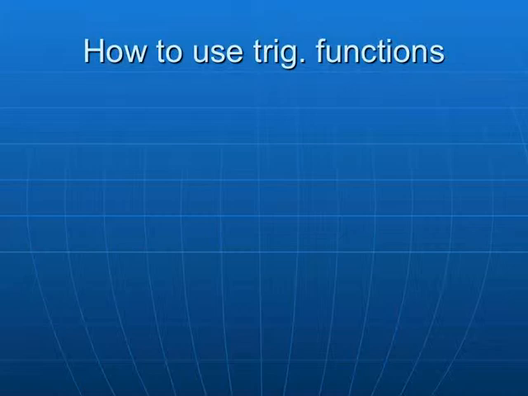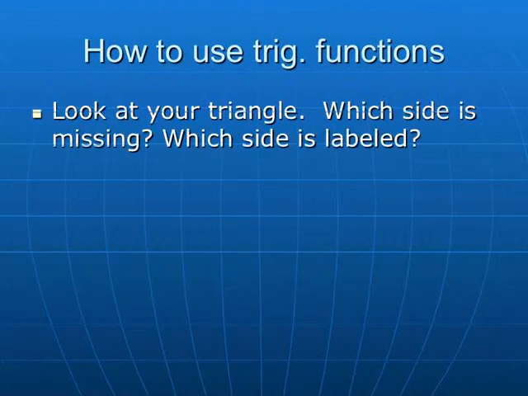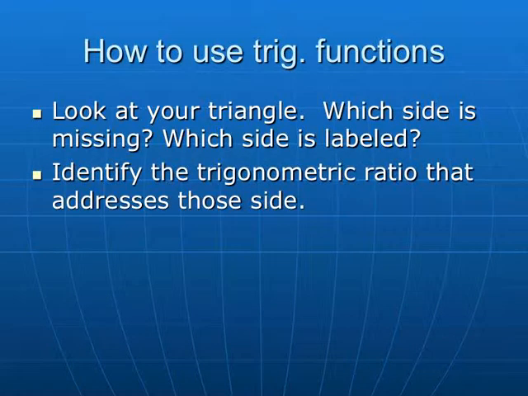If I'm solving a triangle, then I'm finding all the information on it. So if I'm solving it, I want to know the length of every side and the measure of each interior angle. To solve a triangle, we first look at the triangle and find which side I have labeled and which side I have missing. Maybe in the homework example, this first one, I had a 5 and an x. Then if I can identify the trigonometric ratio that addresses those sides, I know a good starting point.